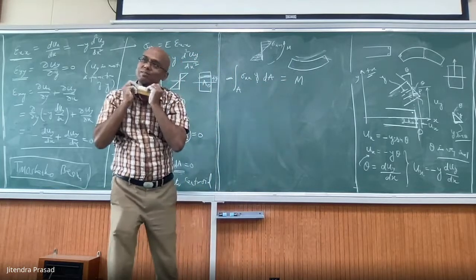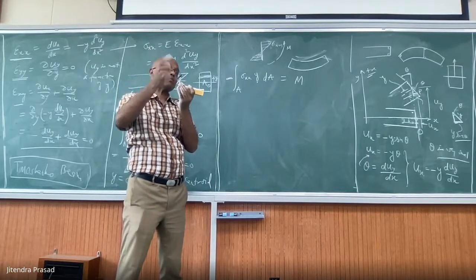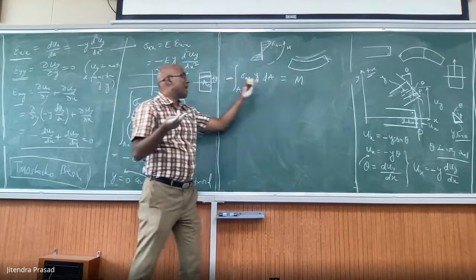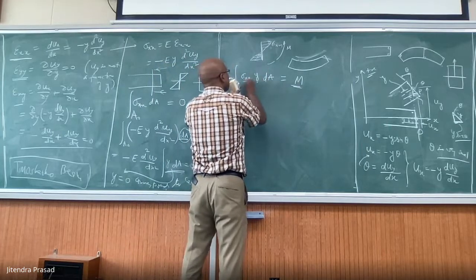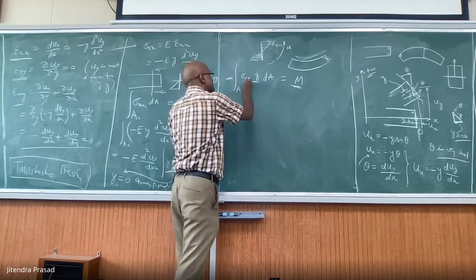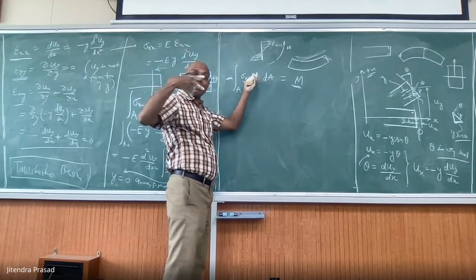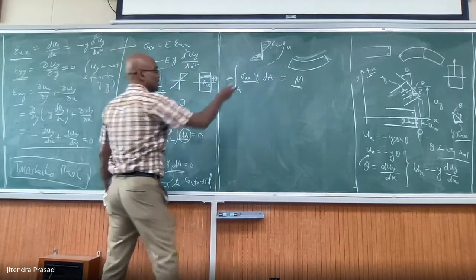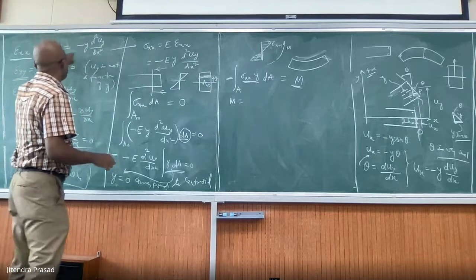The M we are applying like this gives compression in the upper part, meaning sigma is negative, but y is positive. Multiplying them together gives a negative number. But M is positive, and M is nothing but the force multiplied by the lever distance. The force is sigma xx multiplied by dA, and y is the lever arm. To make them positive, you have to multiply by minus. That's the deal.